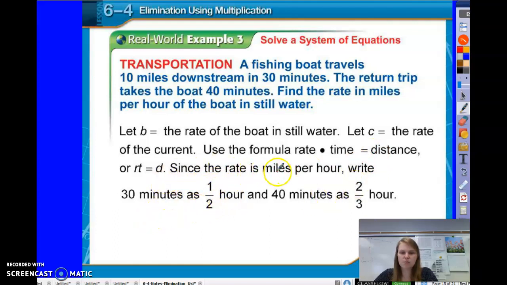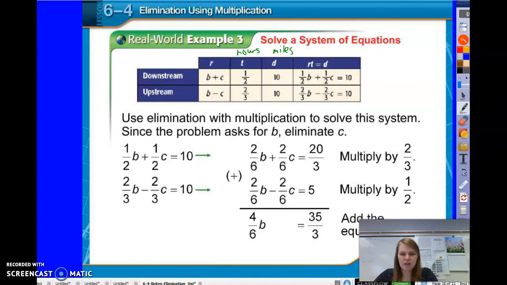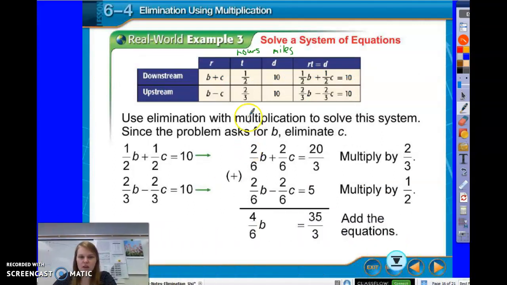Since the rate is miles per hour, we don't want to put like 30, because that'd be like 30 hours, right? So 30 minutes could be represented as half an hour. 40 minutes would be represented as 2/3 of an hour. I know there's a lot of info here, so stay with me.